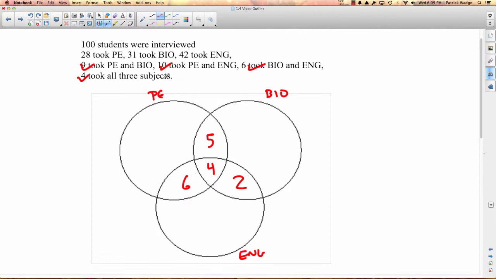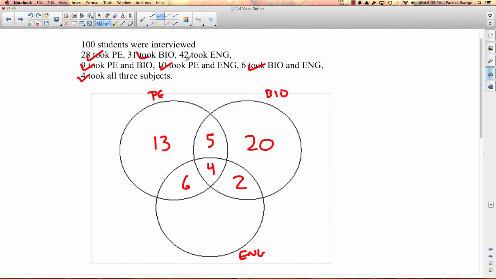So 28 people took PE. The people who took PE are in this circle. We already have 3 numbers in there. We have a 6, a 4, and a 5, which add up to 15, but it says there's 28 total. So we need another 13 to get that. 15 plus 13 equals 28. 31 took bio, so it's this circle. So far we have 5 plus 4 is 9, plus 2 is 11, and we want to have 31. Well, 11 plus 20 equals 31.